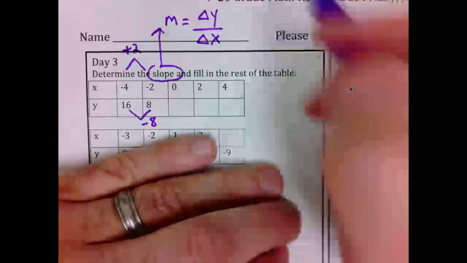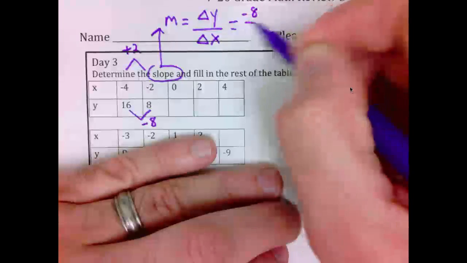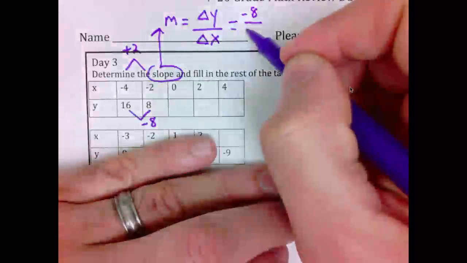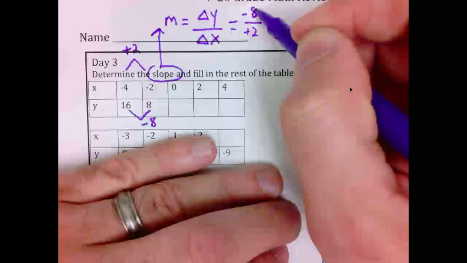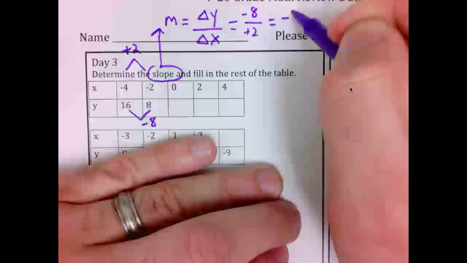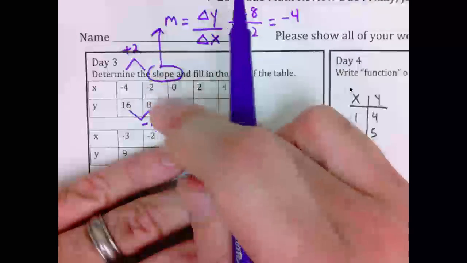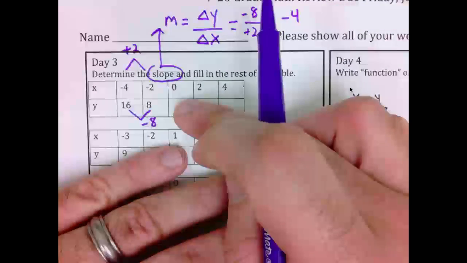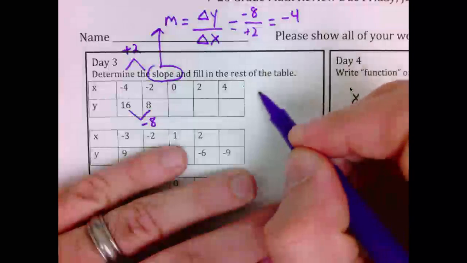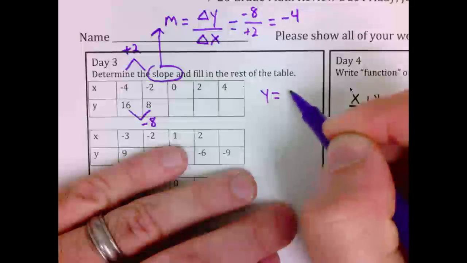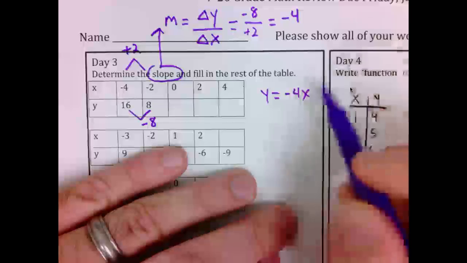Alright, so now I just need to look at that division. Change in y is negative 8. Change in x is a positive 2. Negative 8 divided by 2 will be a negative 4. That's my slope in this case. And in fact, this relationship happens to be proportional, so the equation would be y equals negative 4x.